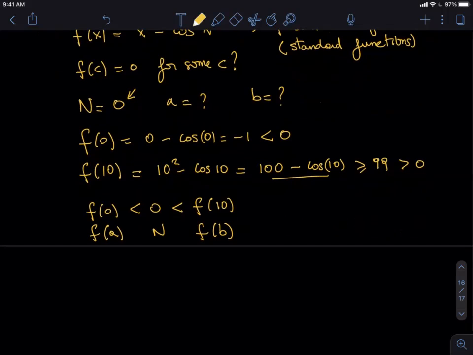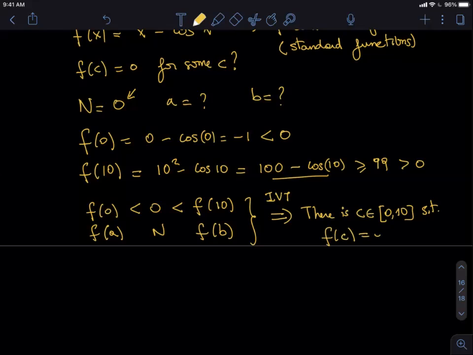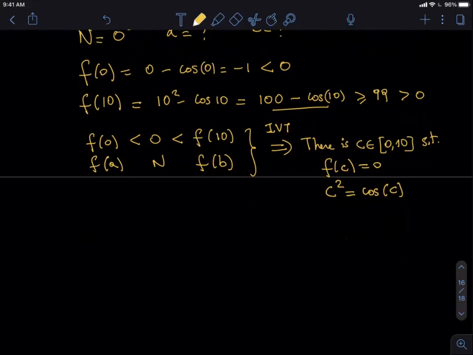The function is continuous. We already checked that. So the intermediate value theorem says there is a number c in the interval 0, 10 such that f of c equals 0. That means c squared equals the cosine of c. Okay. So there is one root in this interval 0, 10, which is already very good, but you could want a better approximation. Okay, maybe this is not enough.